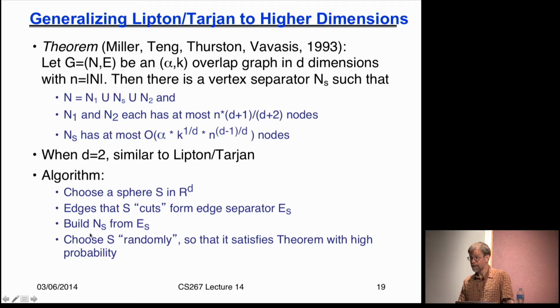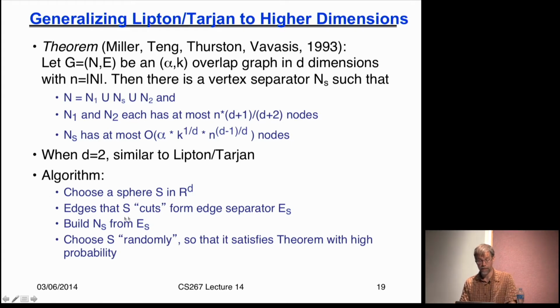And so the question is, how does the algorithm work? The theorem is proved by saying that if you pick a random sphere of a certain kind, then it will work with high probability. And that means it must exist, right? That's all you need as a theorist. But in practice, we will pick a random sphere, and it will work with high probability.